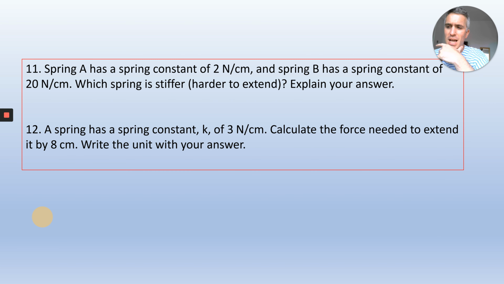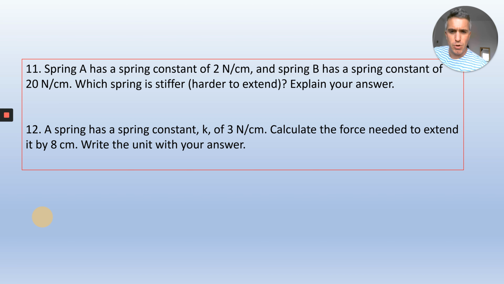Number 11, spring A has a spring constant of 2 newtons per centimetre. Spring B has a spring constant of 20 newtons per centimetre. Which spring is stiffer, as in harder to extend? Can you explain your answer? Think about it. Which requires more force to change the distance, to change its extension? Which requires more force to change the extension?